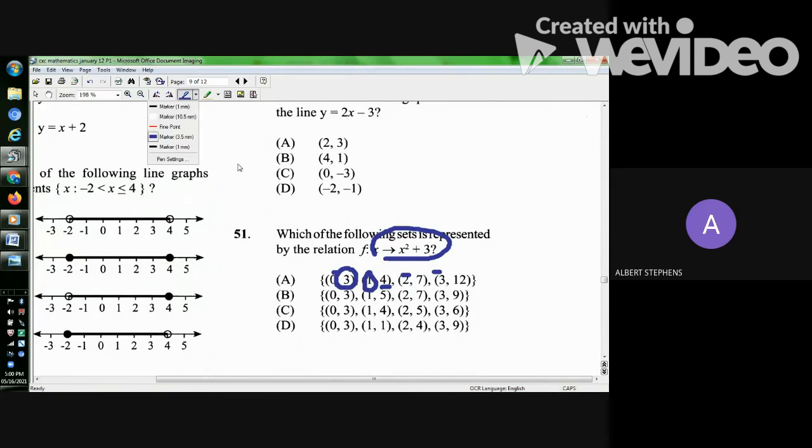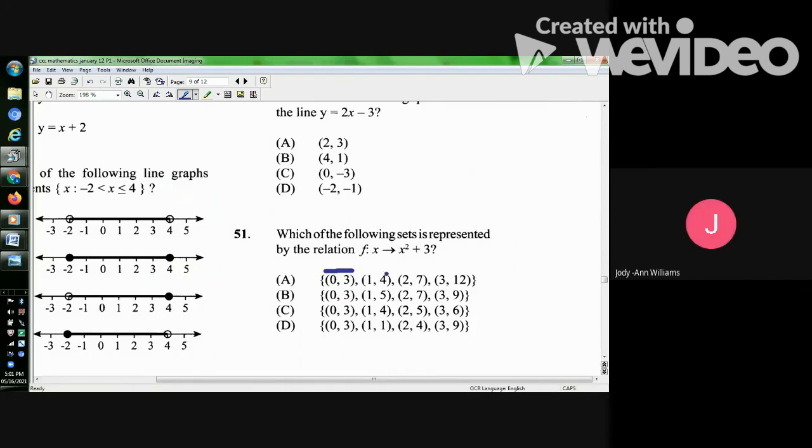Let's try A. If I put 0 into this, I must get 3. What is 0 squared? 0. What is 0 plus 3? 3. So it works. So this one is good. Everybody see that?